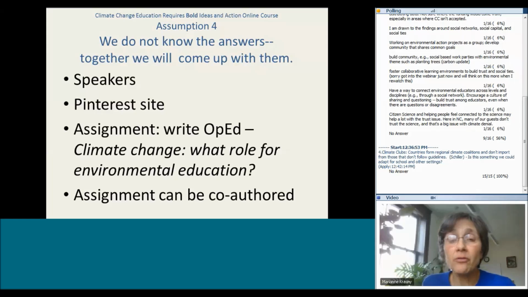Given that we have a lot of people who are dealing with climate change deniers, it'll be very interesting to think about maybe some op-eds that address that issue, and what can environmental education do, for example, how can we address the issue of climate change deniers, given what we know about social identity and trust and a lot of other things.